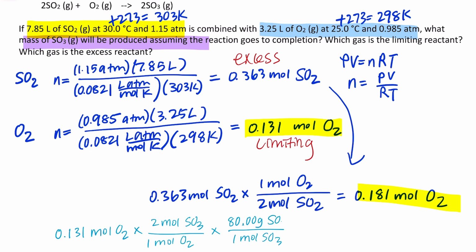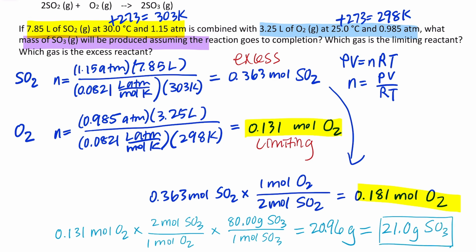And if you do the operation on your calculator, you should get 20.96 grams, or 21.0 grams of SO3, rounded to 3 significant figures. And that's it.